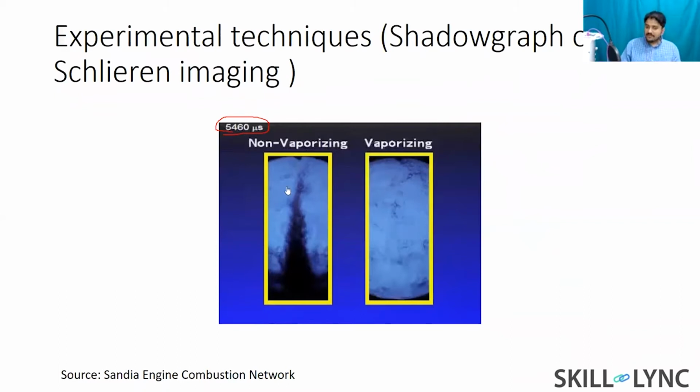So a shadow graph is a technique that helps you differentiate density values. So here, anything that appears dark has higher density. So dark is liquid, and anything that's light is going to have a lower density. And in this case, that is going to be your air, right? So this is going to be your fuel, and that's going to be your air. And shadow graph or Skill-Lync imaging is a technique that helps you visualize this.